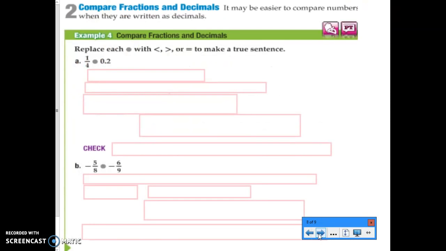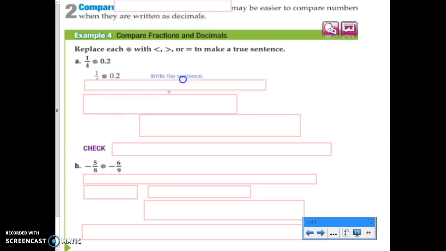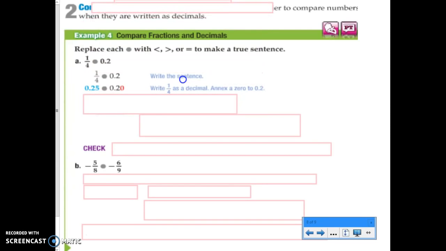At the top it says, now we're going to compare fractions and decimals, and it might be easier to compare numbers when they're written as decimals. So realistically, taking a look at A, you're comparing right now a fraction to a decimal. Although it can be done, it's easier for you to compare a decimal to a decimal. So the first thing that I need to do, after I write the sentence, is convert 1/4 into a decimal. Well, 1/4 as a decimal is written as 0.25.